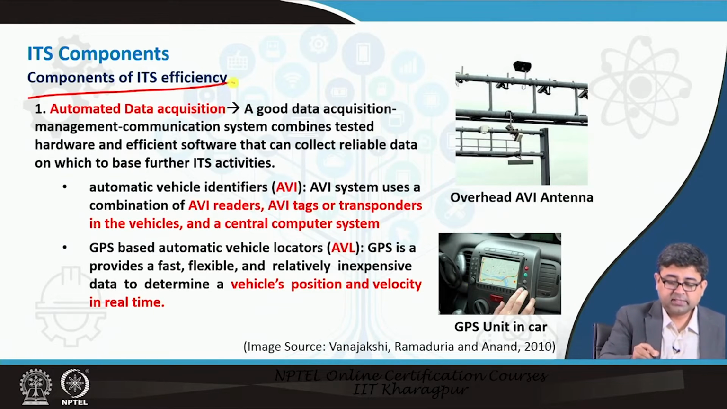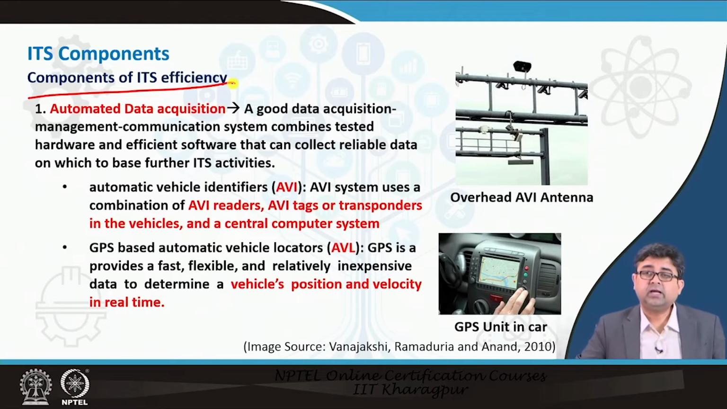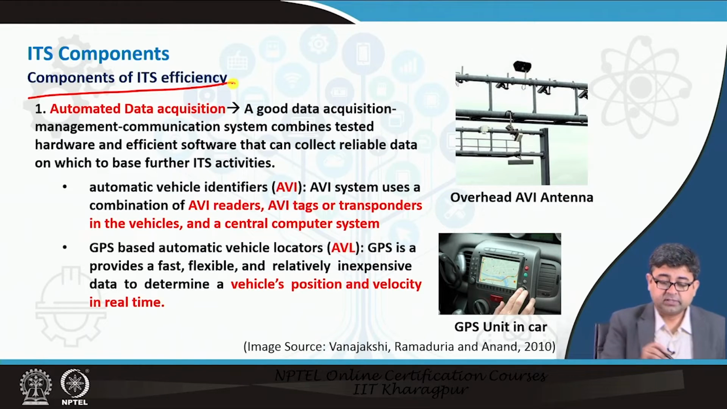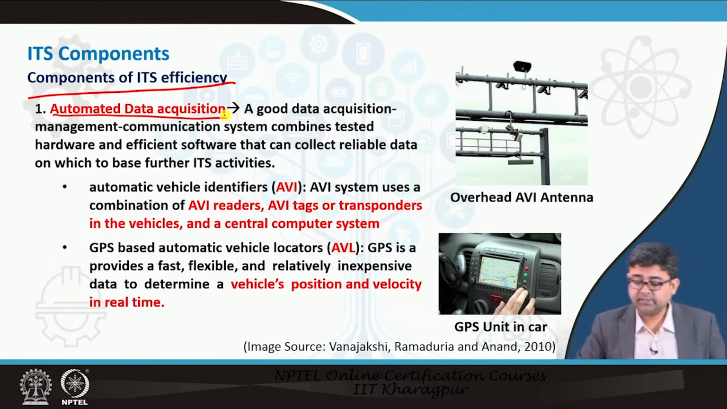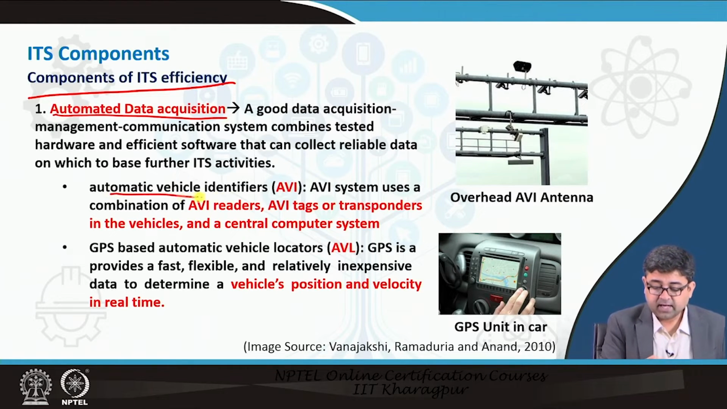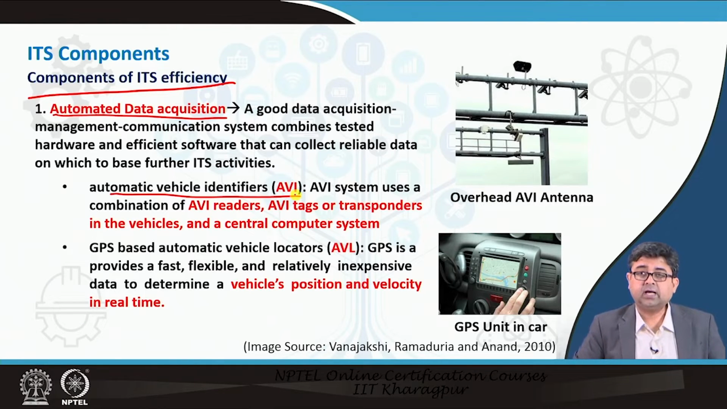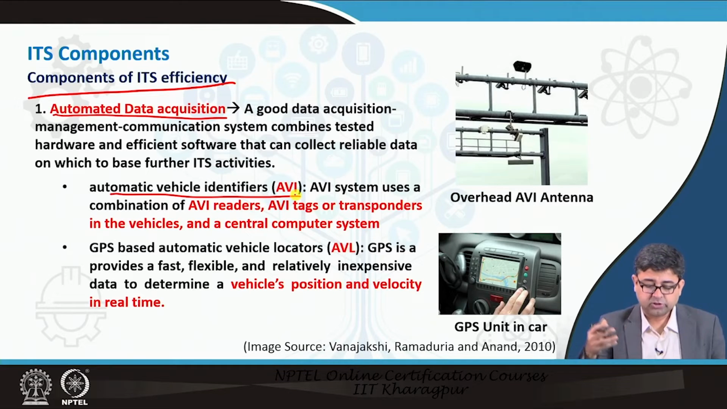What are the basic components of ITS efficiency? How does it improve the efficiency in your urban traffic network? First, it allows for automated data acquisition. We have already given you a brief understanding of that. Automatic vehicle identifiers are nowadays used especially in the public transportation arena, where you can have these AVI sensors on your buses, and you can easily locate where the bus is. Based on that, you can put up information at various bus stops as to when the next bus is arriving, and so on and so forth.